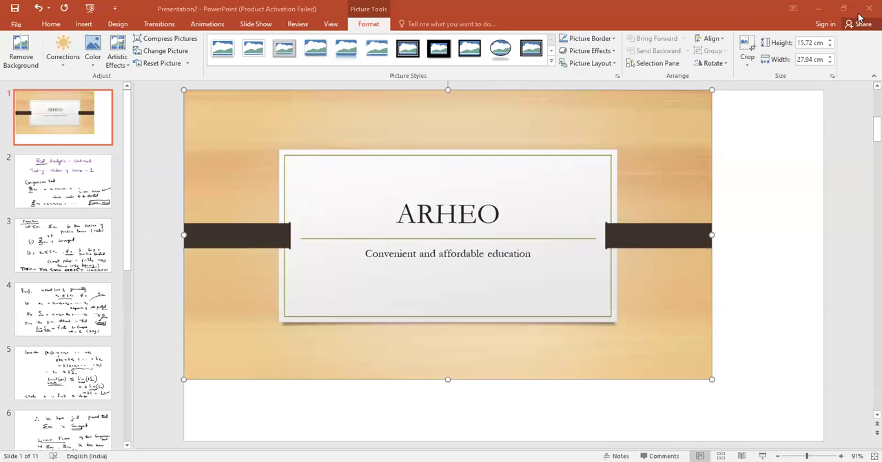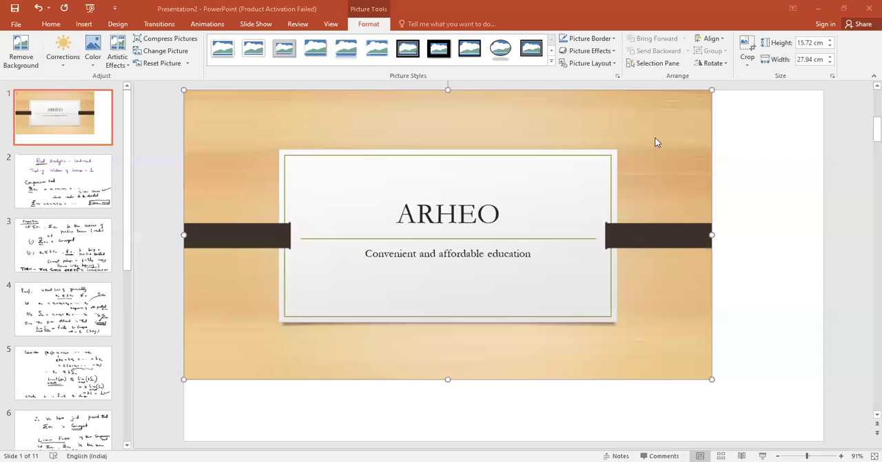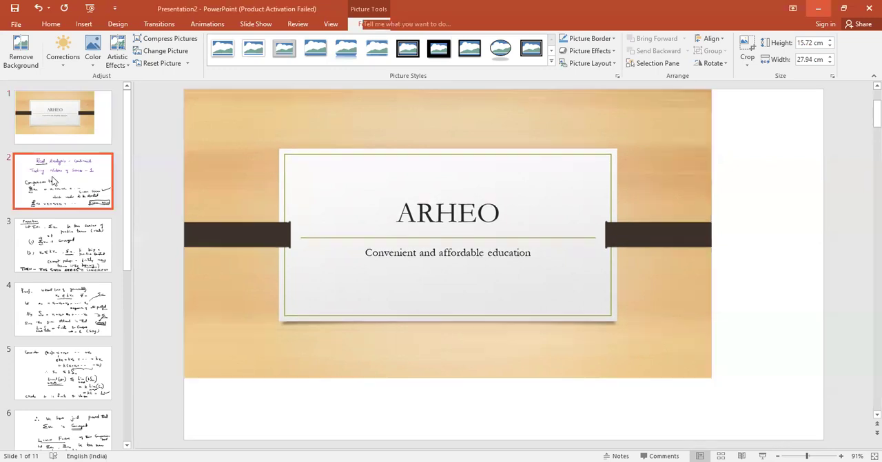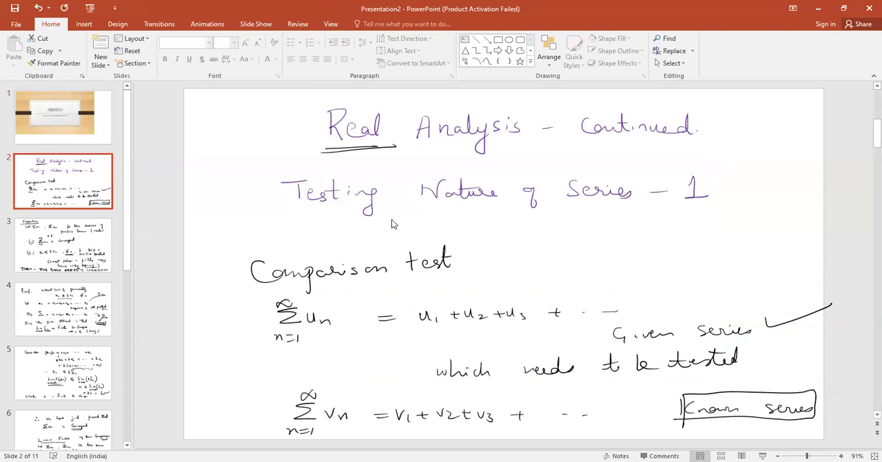So let's return to what we were doing. We were actually doing real analysis. Here's a continuation to the series discussion, sequences and series. Here we are going to look at the nature of series comparison test.